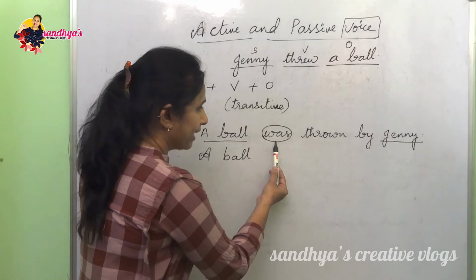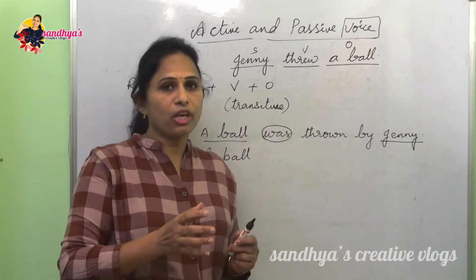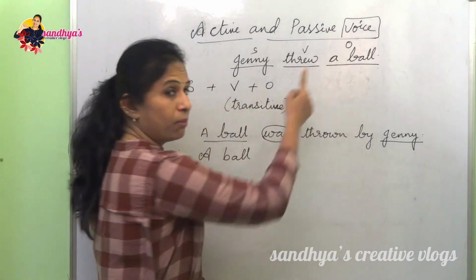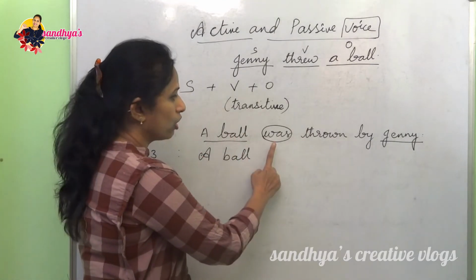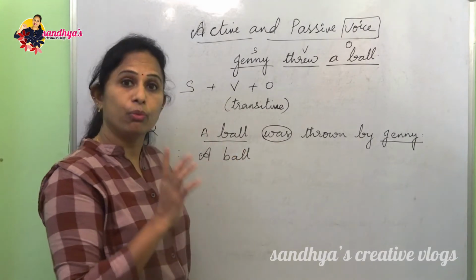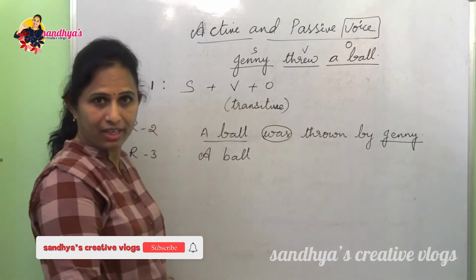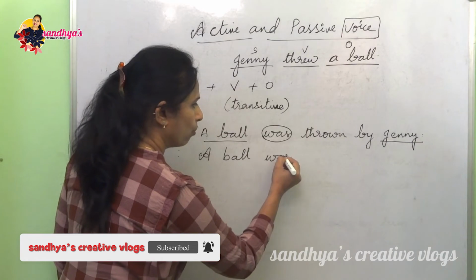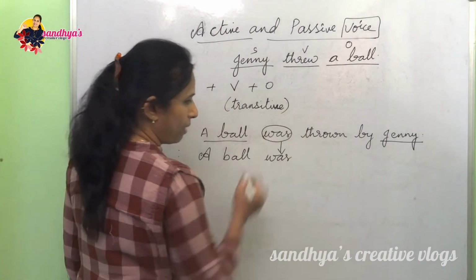So when you have identified, then you need to remember the be forms that are to be used suitable for the object. Sometimes the object will be singular and sometimes it will be plural. If it is singular, you are supposed to take was. If it is plural, you are supposed to take were, based upon the object's number as well as the tense of the verb given in the active sentence. Now, as per the rule, I have taken was. A ball was. Now, this particular part is completed.